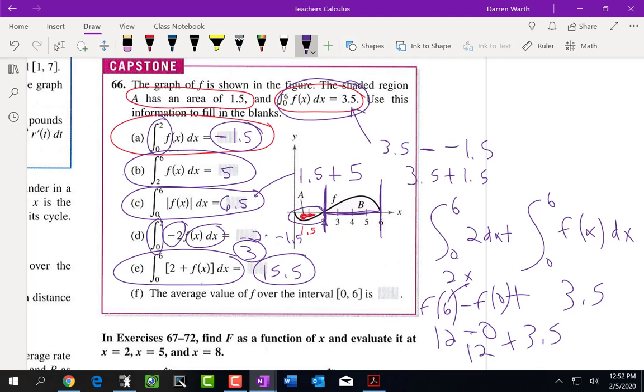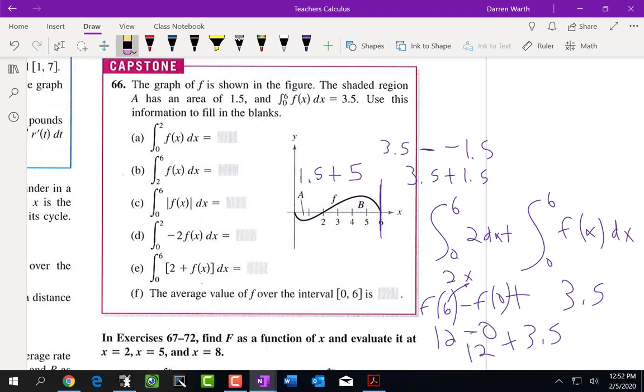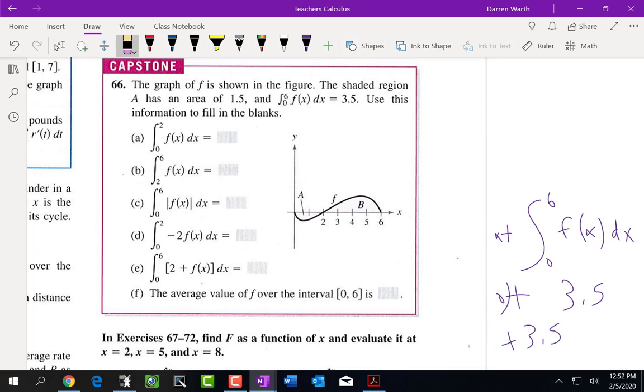Okay, now on this last one it says find the average value of f over the interval from 0 to 6. So remember, average value is where you actually divide by the width. Notice right here, it already gave me the answer. So let me erase all this out of the way and we'll go ahead and finish this off.